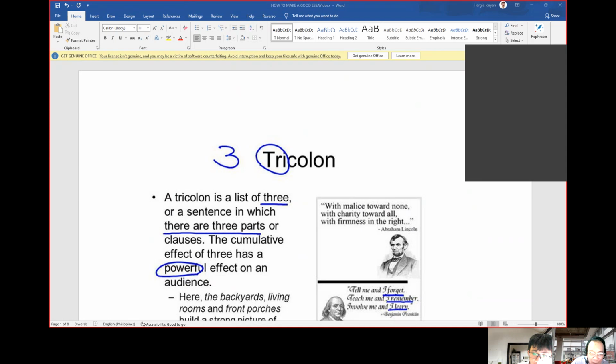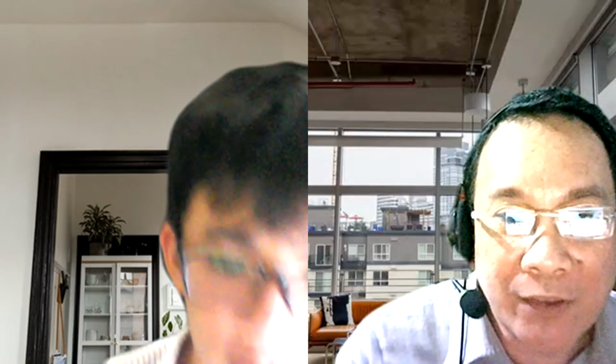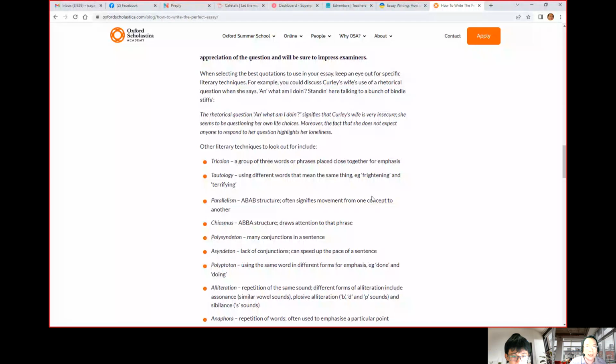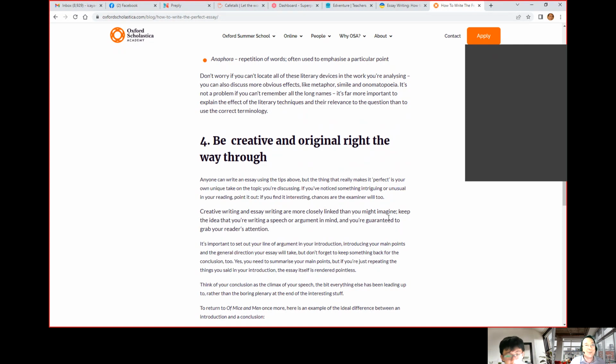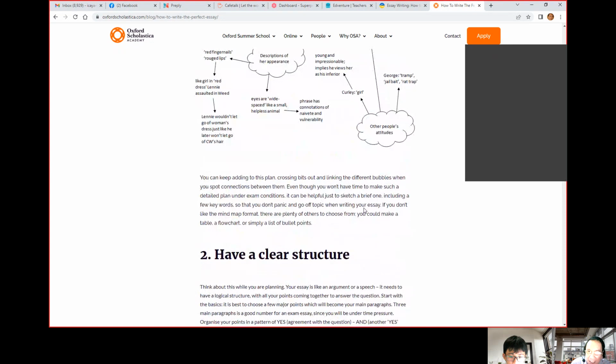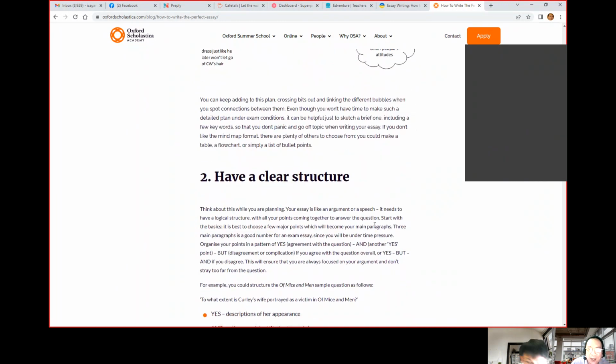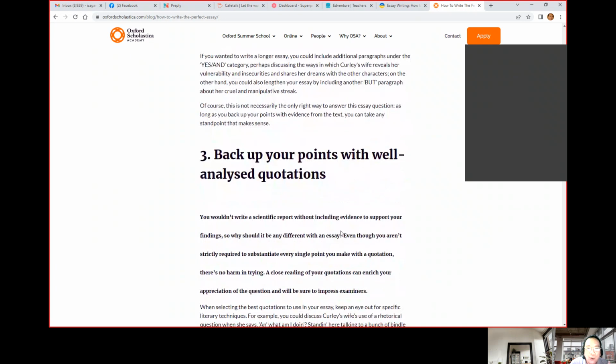Now you know the technique. So I'm going to go back to the other one. And there's another one. You can see this one, Khoi. Be creative and original right the way through. Now you have the plan. In order for you to write, you have to do a clear structure. So create a sentence, create a phrase, create a paragraph in order to do this. And then you have to remember also points to analyze your quotations.